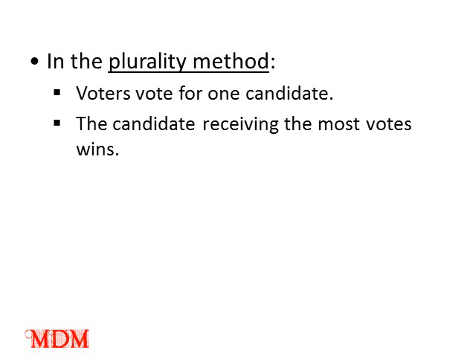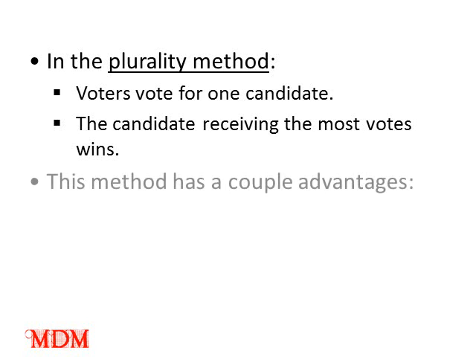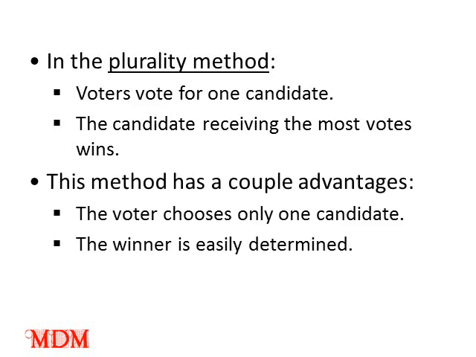In the plurality method, voters vote for one candidate. The candidate receiving the most votes wins. This method has a couple of advantages. The voter chooses only one candidate, and the winner is easily determined. The plurality method is used in the United States to elect senators, representatives, governors, judges, and mayors. In the United Kingdom and Canada, it's used to elect members of Parliament.